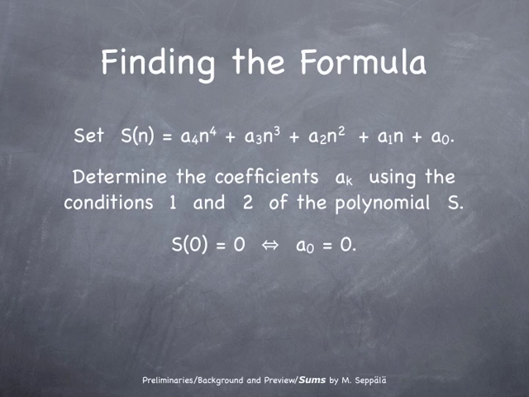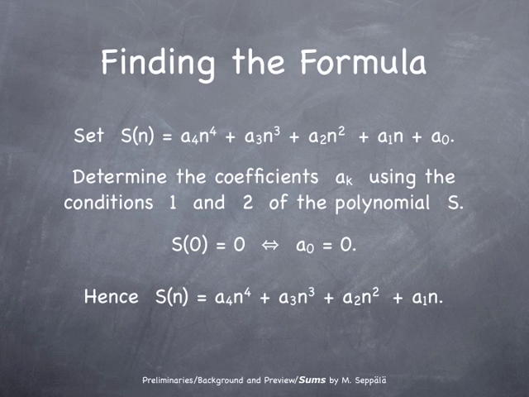The first observation is that since S at 0 is 0, a0 must be 0. Because if one plugs in n equals 0 in this expression for S of n, we get only a0, and since S at 0 is 0, a0 must be 0. So we conclude that the polynomial that we are looking for does not have the constant term. It is of the form a4 n to the fourth plus a3 n cubed plus a2 n squared plus a1 times n.